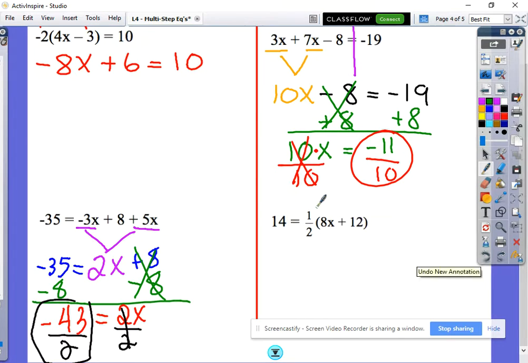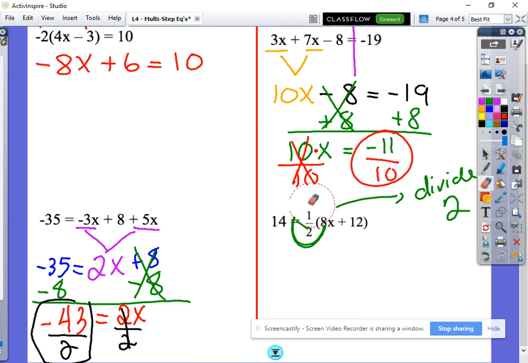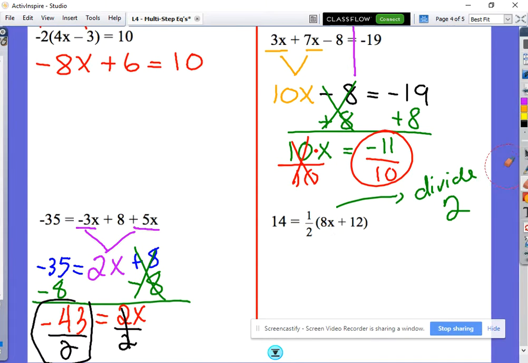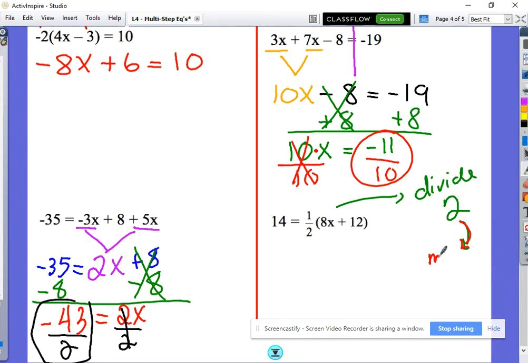Yesterday we talked about fractions are not as scary as we think they are. Fractions are just division. This really is saying that you are dividing by 2. So that's what it's saying. That's not what we do, that's what it's saying. So if that's what it's saying, what can we do to get rid of division by 2? If that's division by 2, how do we undo division by 2? We multiply by 2. So we're going to multiply by 2 right here, multiply by 2 right there.